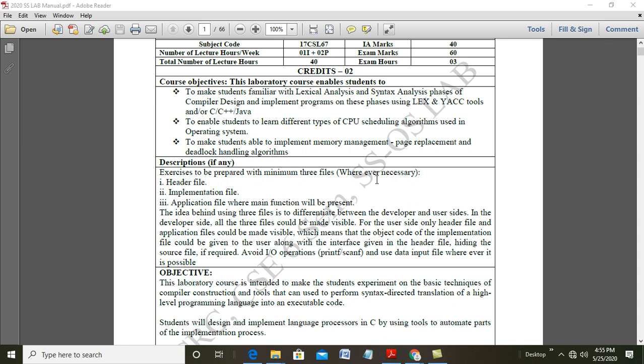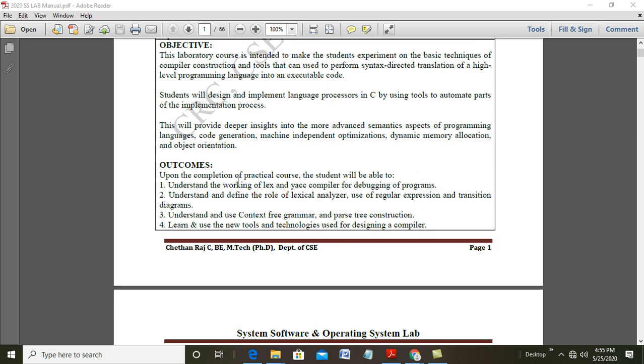But in the majority of system software and operating system programs, we are not using printf and scanf; we will be using file input directly, and we will be taking input from different sources. We will use some example programs as you implement your system software and operating system programs, right? And next, we come to the outcomes.